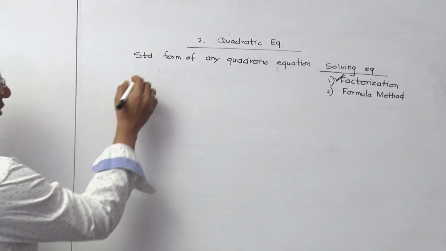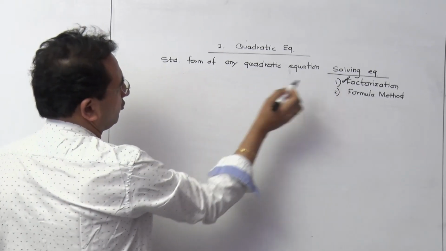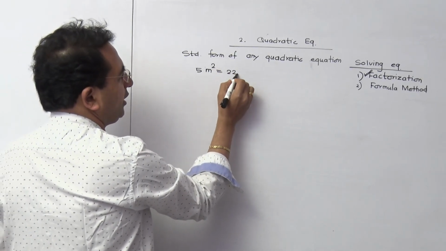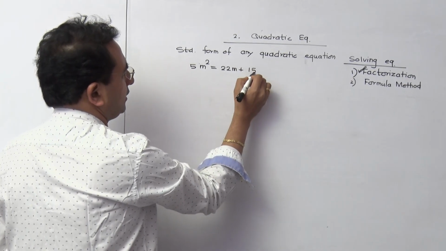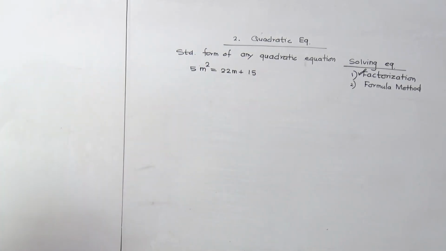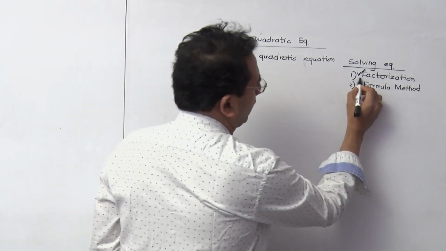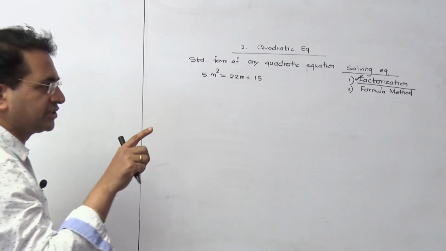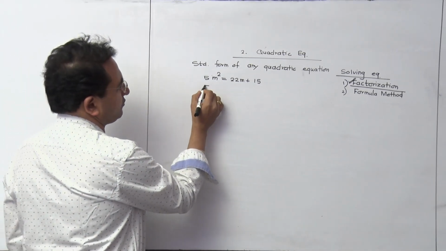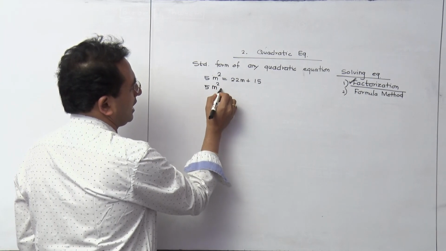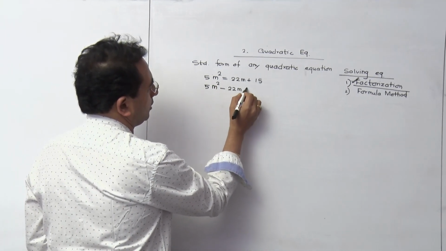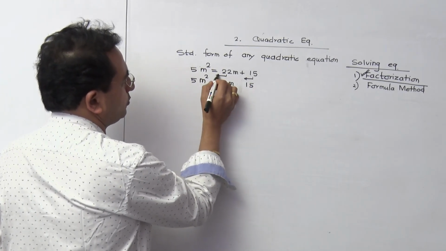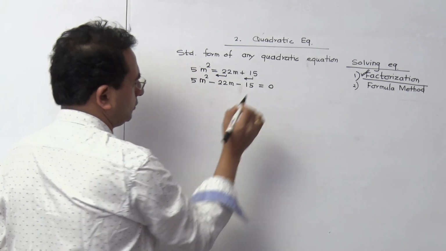Okay, let us start with one example. Solve the following equation by factorization method, that is 5m square is equal to 22m plus 15. That is the question given to you. If you want to solve it by factorization method, then you have to solve the equation by making it standard form first. That means we have to write 5m square minus 22m, sorry, it is going to become minus 15 is equal to 0.